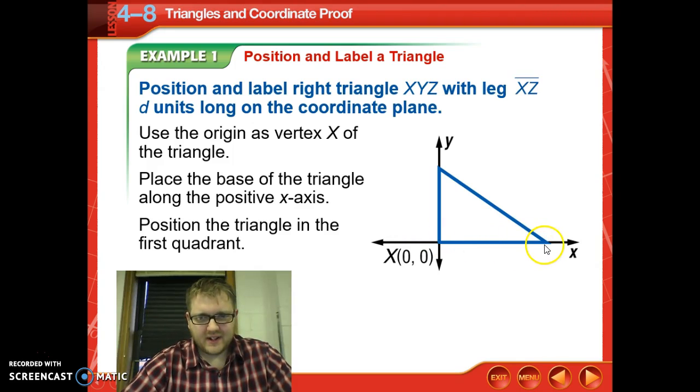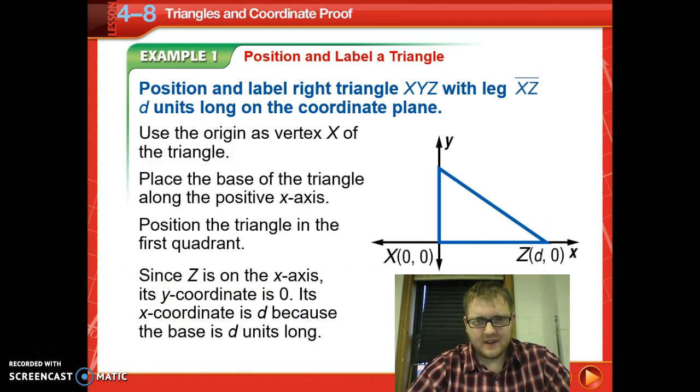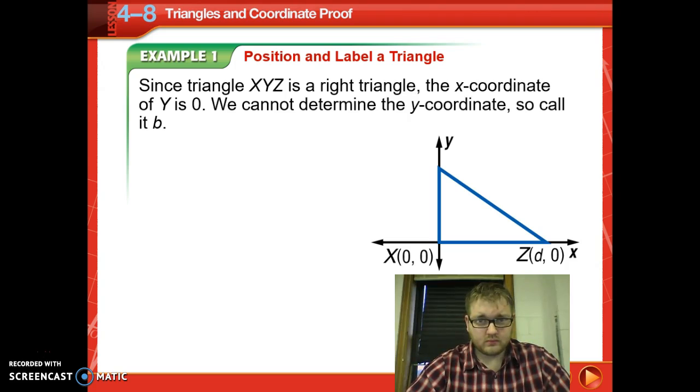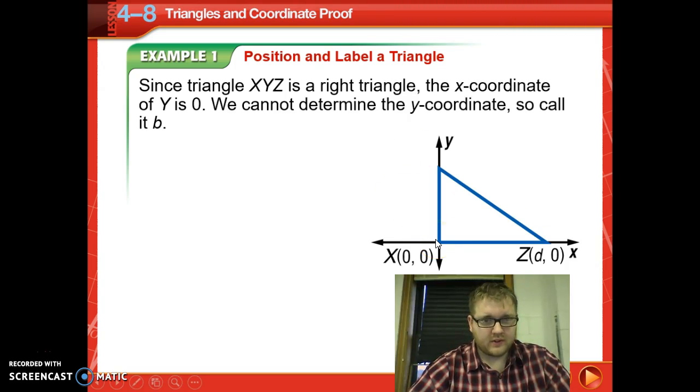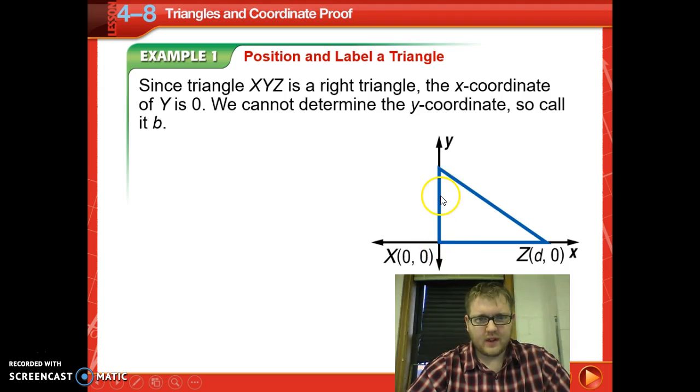The x-axis is convenient here. So we're just going to put point X at 0, 0, and we'll call point Z some distance D away from 0 on the x-axis. So it would have coordinates D, 0, since it's still on the x-axis, so it has a y coordinate of 0. Since triangle XYZ is a right triangle, the x coordinate of Y up here is also going to be 0 because they should lie on this axis because these two sides are perpendicular.